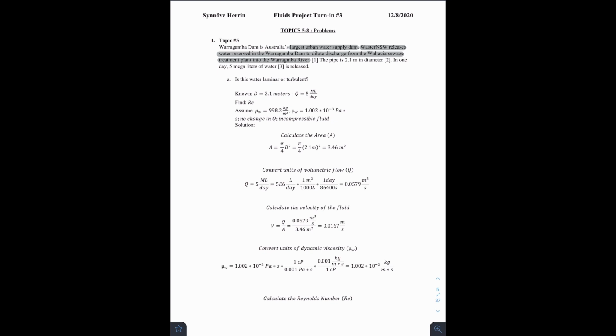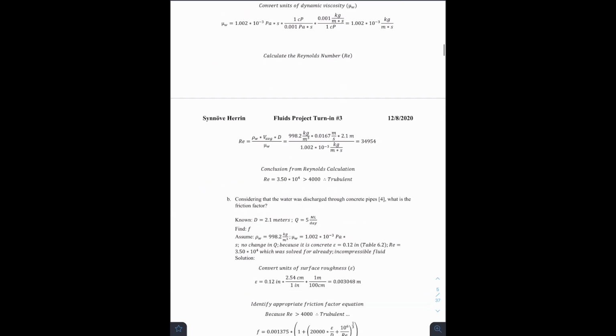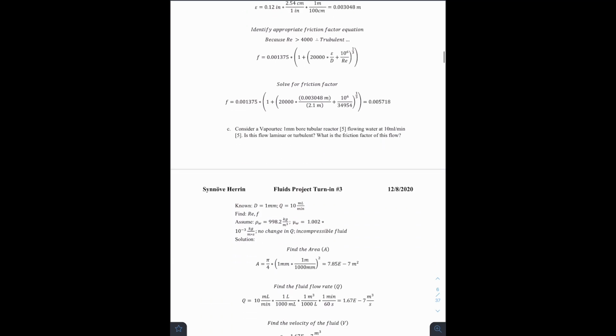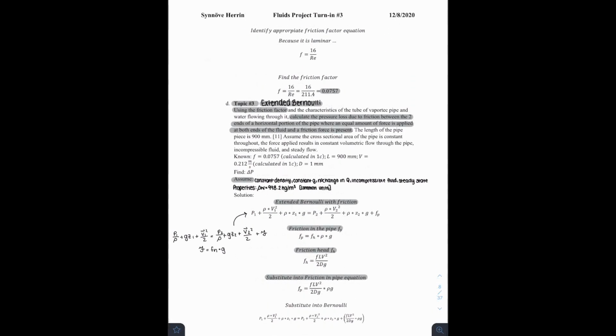So topic 3 is involved in a 4-part problem where there is a dam and water is being released from a reservoir into a dilute discharge from a Wallace sewage treatment plant. Part A asks us to use topic 5 to figure out if it's laminar or turbulent. Part B wants us to use the same topic to solve for the friction factor. Part C changes part of part A and wants to know if it's laminar or turbulent again and what the friction factor is.